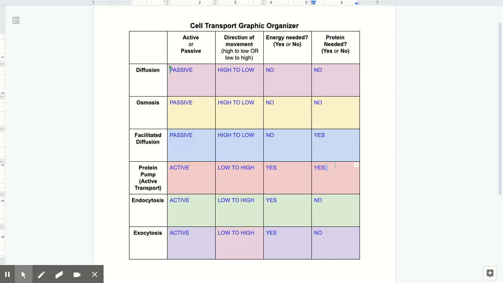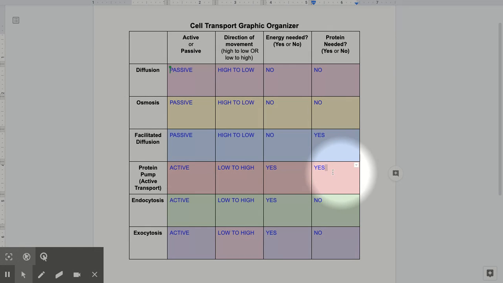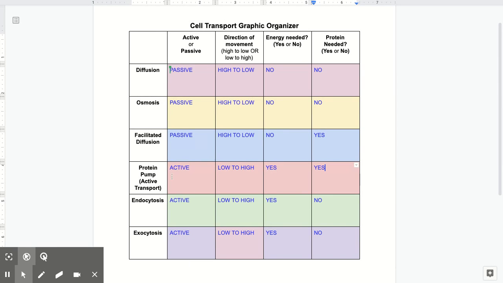Active transport, you may notice now, also requires a protein. However, there's some other stuff going on with active transport. Because it is using a protein pump, it's moving molecules from an area of low concentration to an area of high concentration. This is against the concentration gradient, so it requires energy in the form of ATP, which is cellular energy.